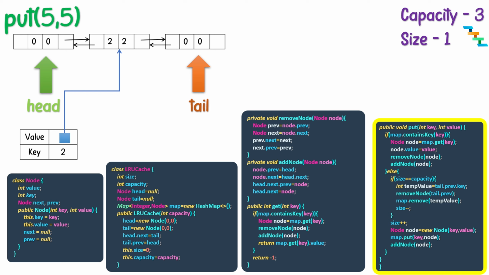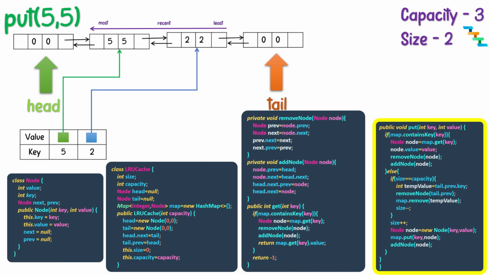Now we will add another entry with key and value as 5 and 5 using the put function. Check if the hash map contains the key. The key is not present in the cache. Next, check if the capacity is reached. No. Then increase the size and create a new node with the key as 5 and the value as 5. Use the add node function to add this node to the next of head node.